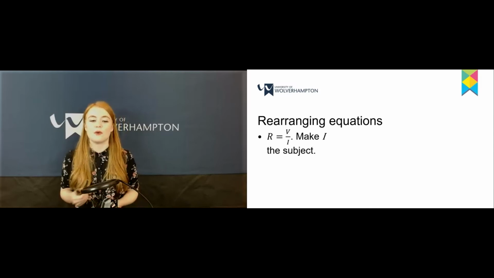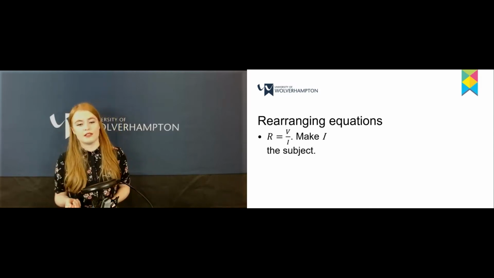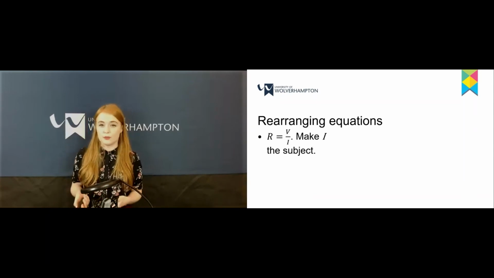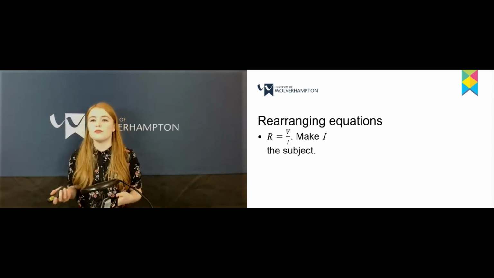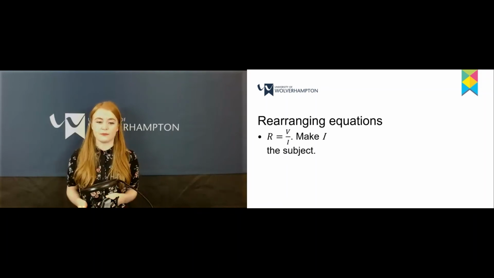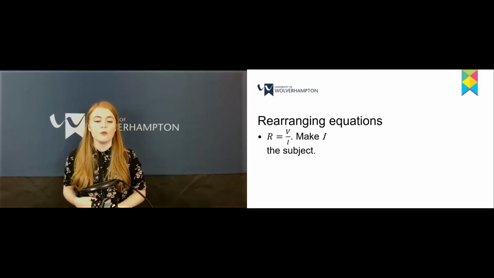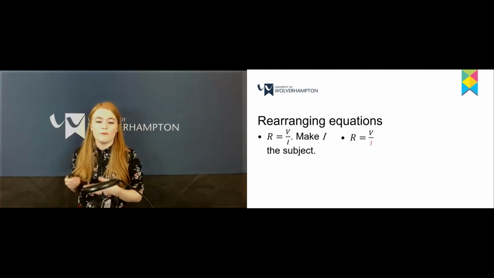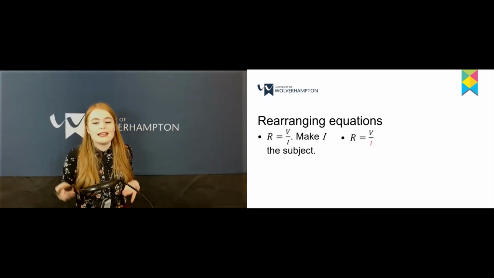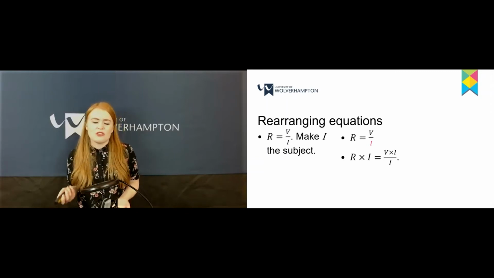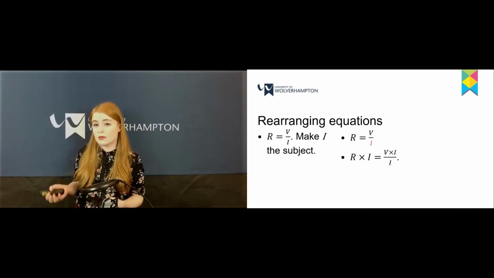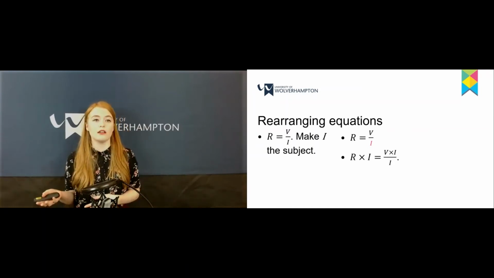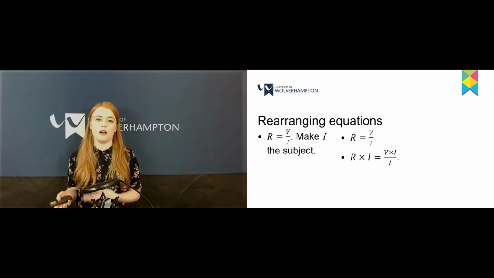So rearranging equations. Say we had this, r equals v over I, and we wanted to make I the subject, which means we want it in the form of I equals. How would we do that? Well, we want to get I on its own because we want I equals. But at the moment, I is being divided by, which looks a bit messy and scary. So what I'm going to do is I'm going to undo it. So if we're dividing by I, I'm going to multiply both sides by I.